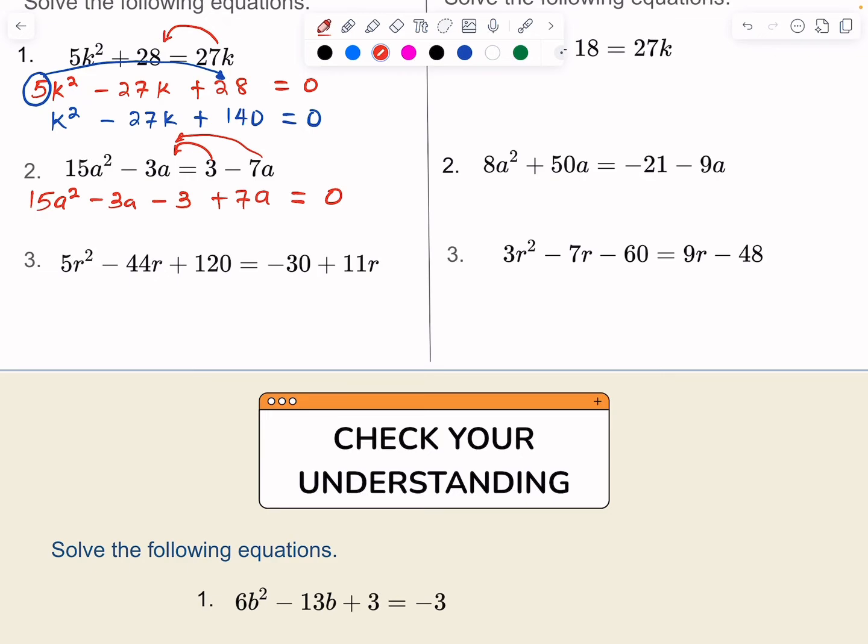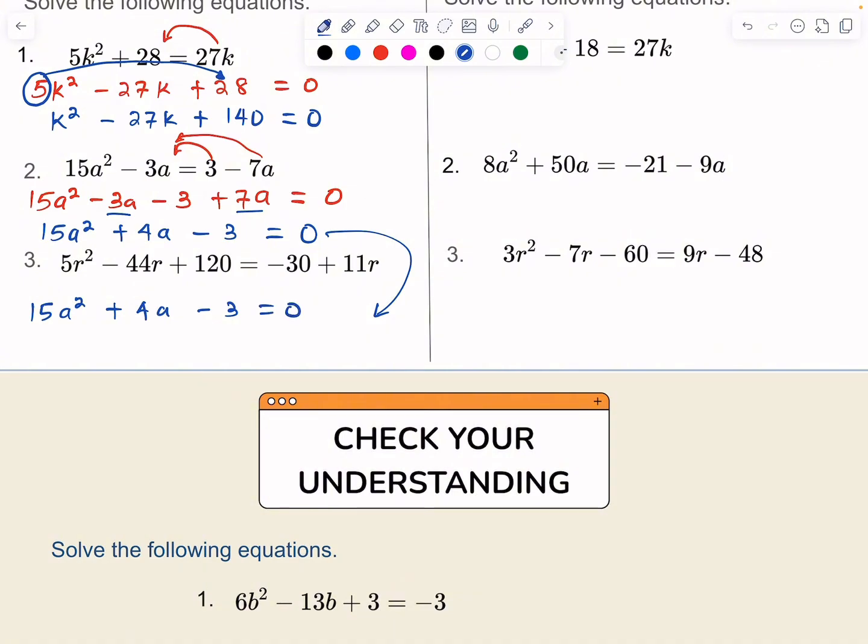And then the next thing I want to do now is to collect the like terms. So what are the like terms? The like terms in this case are this and that, and that will give me plus 4a minus 3 is equal to 0. Now, let me continue over here. So I have 15a squared plus 4a minus 3 is equal to 0.